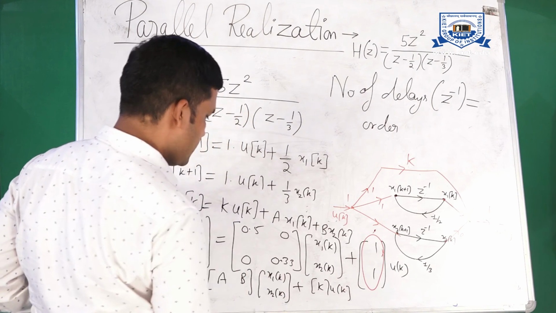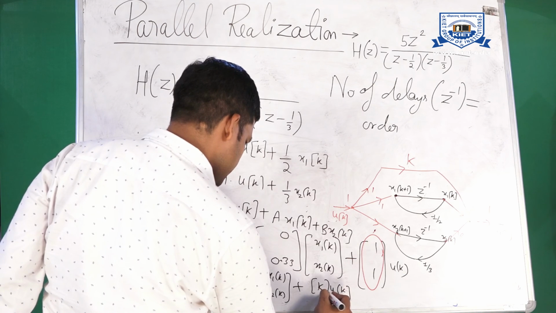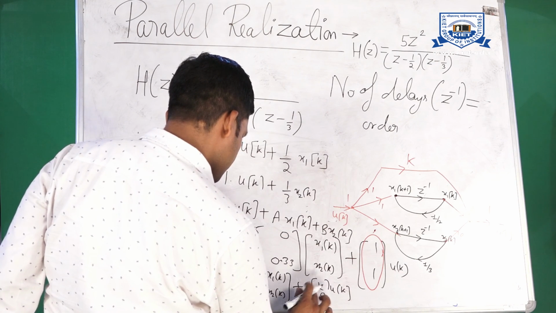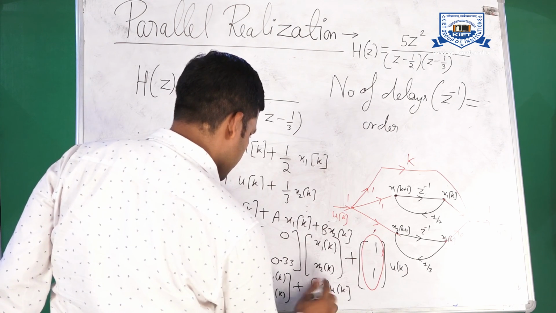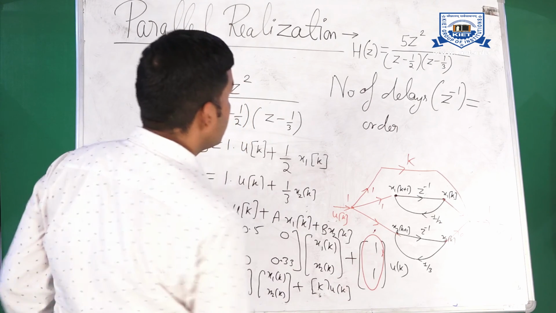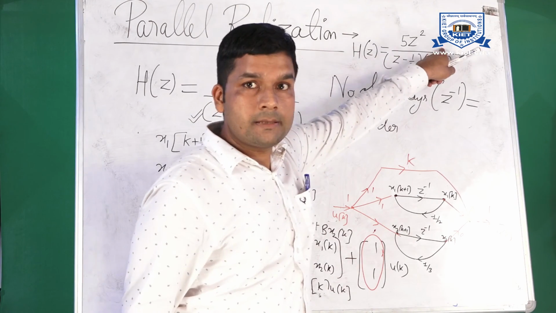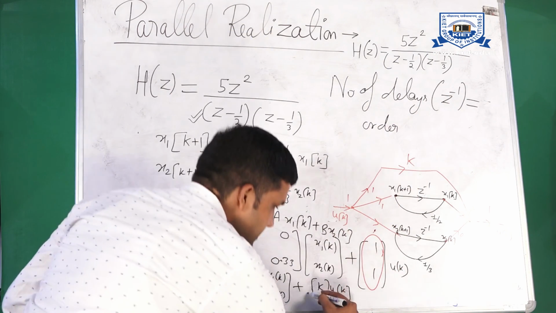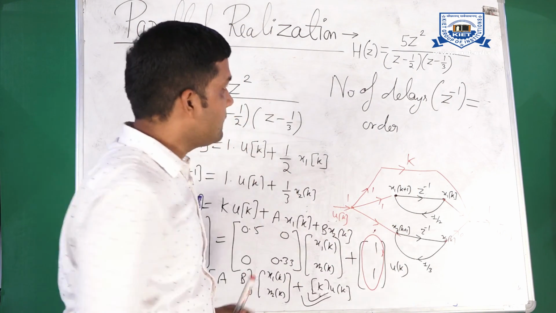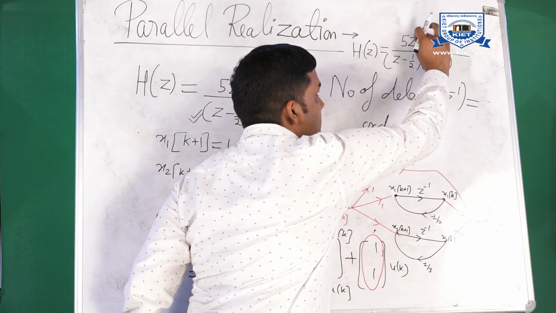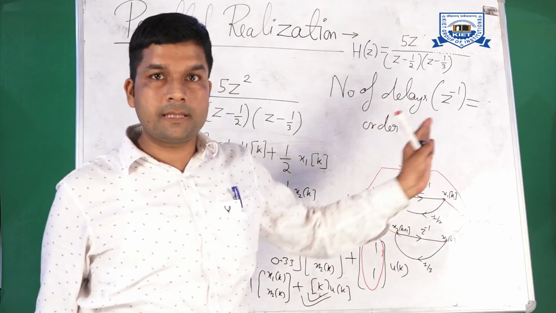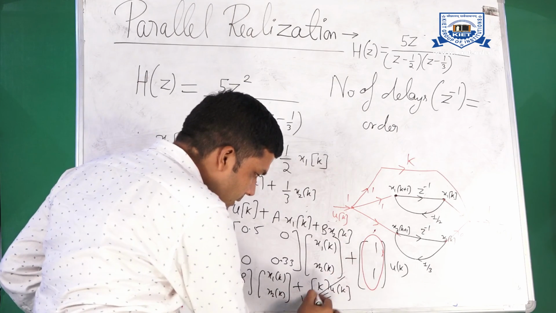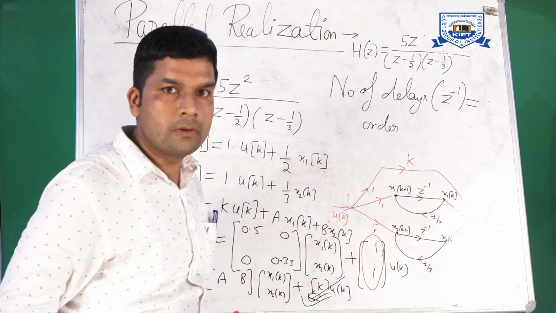You can see k u(k), and you can see here the transfer function is a proper transfer function, not strictly proper. Then the D matrix exists. If it were strictly proper, D would become 0. Okay, thank you.